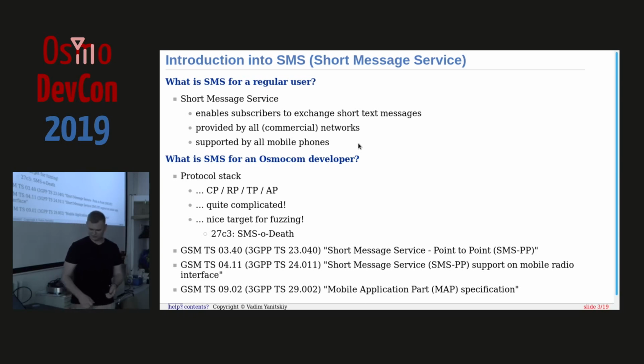There is a talk, SMS of Death, and they actually managed to break some phones during this fuzzing session. If you're interested, you can check it out. And some of the most important specifications, as Harald already mentioned: there are basically two kinds of SMS. One is cell broadcast, and this is beyond the scope of my talk. I'm going to talk about point-to-point SMS. Well, the first specification is mostly about the transport protocol. The second one is about the control protocol and the relay protocol. And of course, MAP, it describes how different parts of the core network infrastructure should interact with each other.